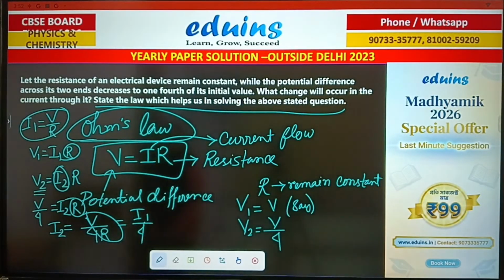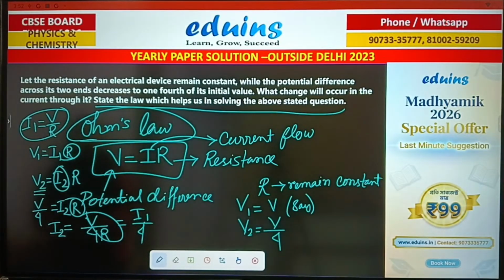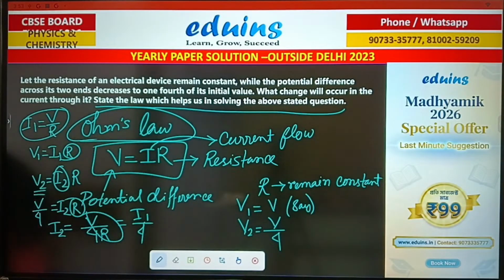Okay. So the answer is 1/4 of its initial current flow. Okay, Shomesh. Exactly. Ohm's law.